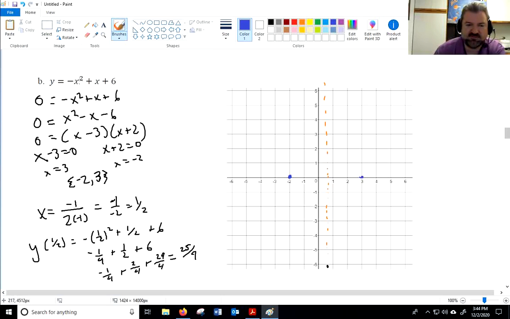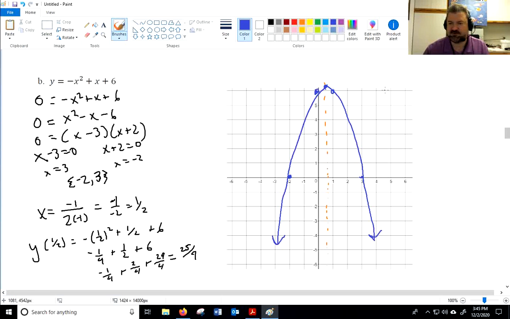Y-intercept: plug in 0 for x. 0 plus 0 plus 6. Okay, you know what I did wrong? I put that in the wrong place. That's a positive 25 fourths. I'm thinking negative. It should be up here at 25 fourths. There we go. Then 6, which means this is also a point on the curve. All right, so I think we can kind of see what's going on here. It's going like that. It's moving down.